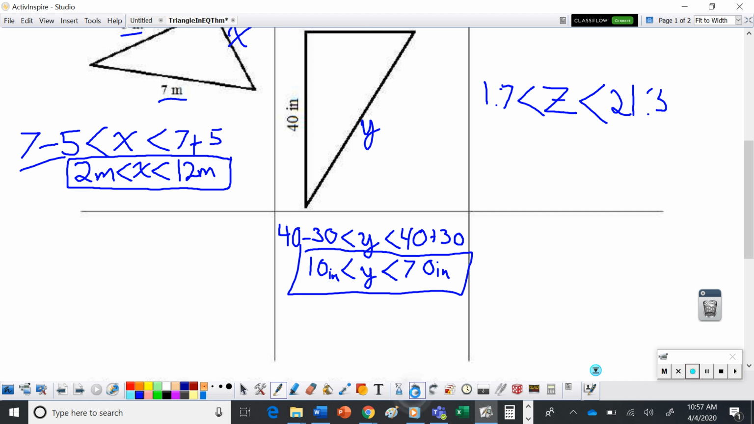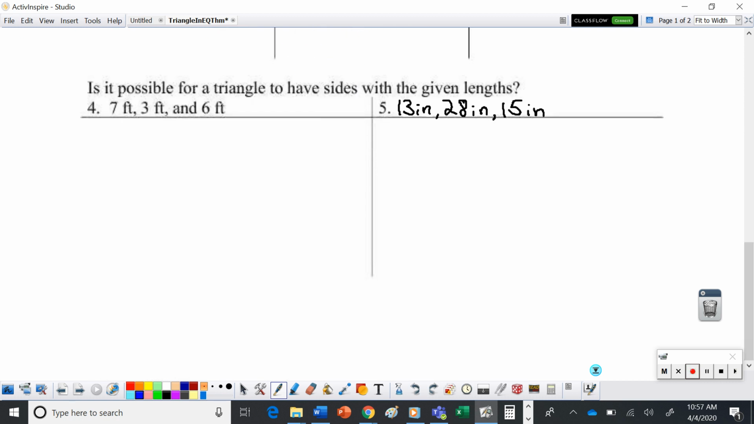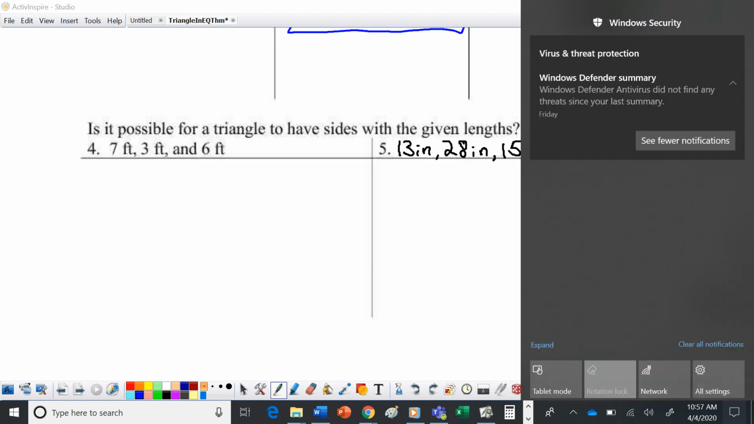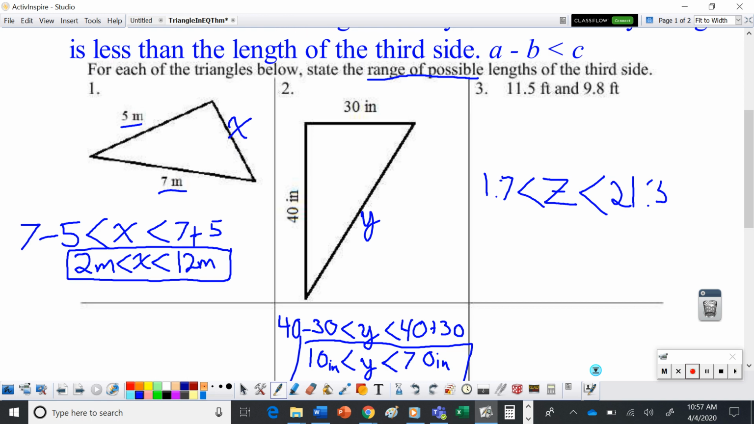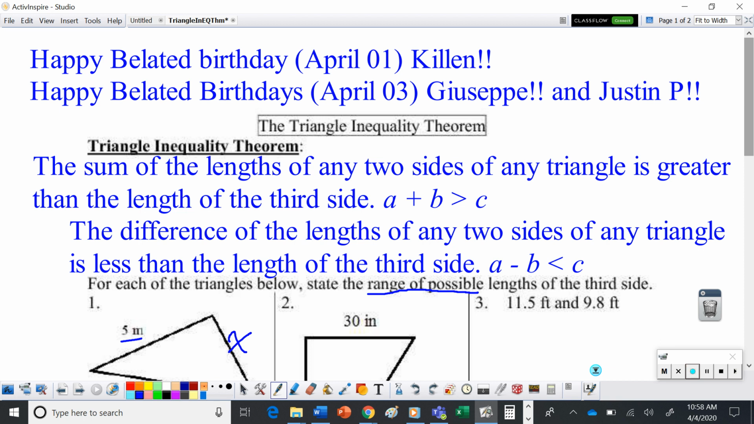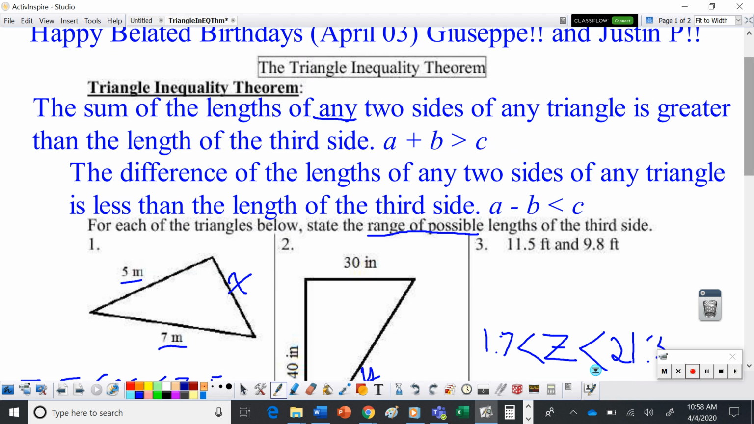Okay. All right, now, one of the other things that we can do is if we're given three sides, we can determine whether or not that makes a triangle. So they want to know, is it possible for a triangle to have sides with these given lengths? So here's the problem. The triangle inequality theorem states that the sum of the lengths of any two sides of the triangle is greater than the length of the third side. So what that means is we would have to try all three pairs.